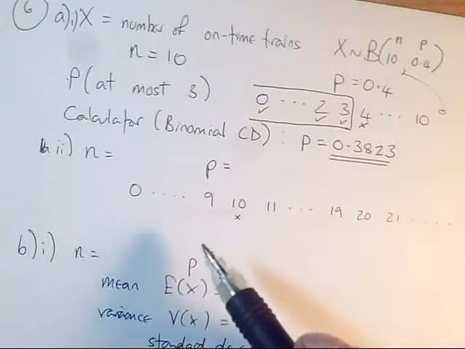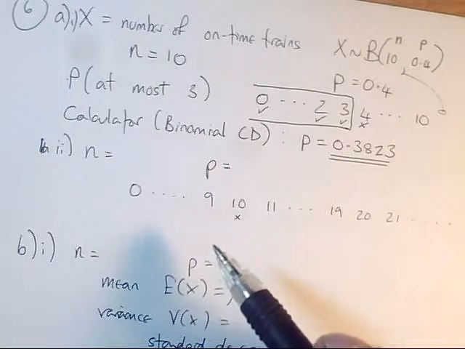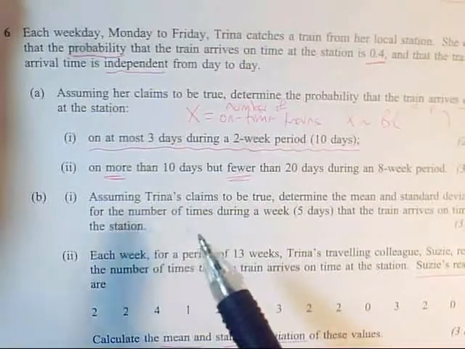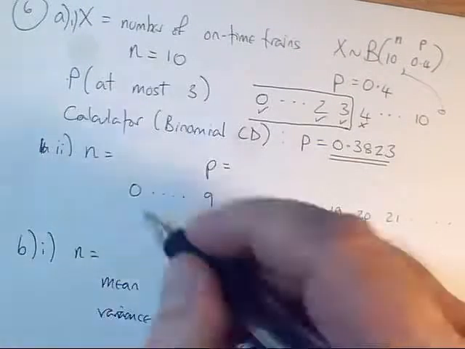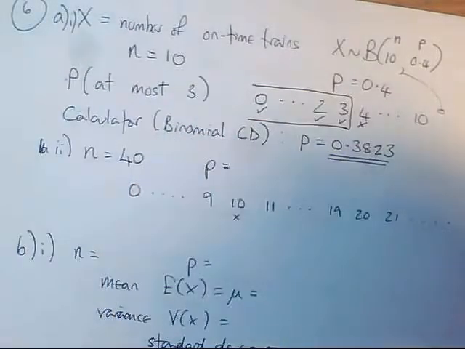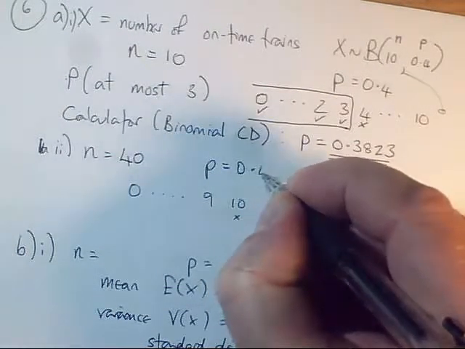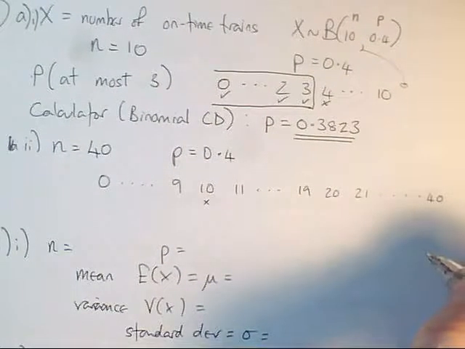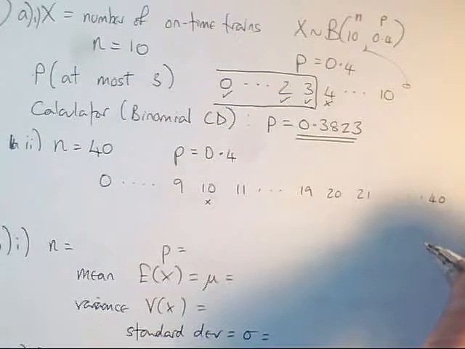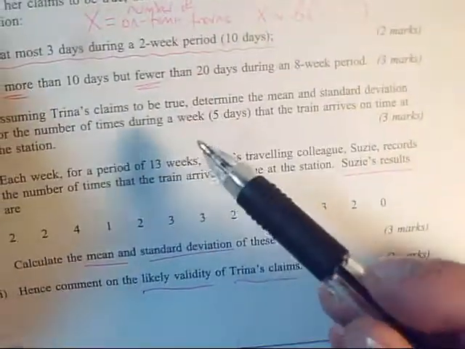Now for the next part of the question, n has changed, p probably hasn't. We've now got an 8-week period, so 2 weeks was 10 days. So for 8 weeks, n is now 40. Okay, p is still 0.4, we think. We're going up to 40 as our maximum number of possible days. But I want more than 10, was it?